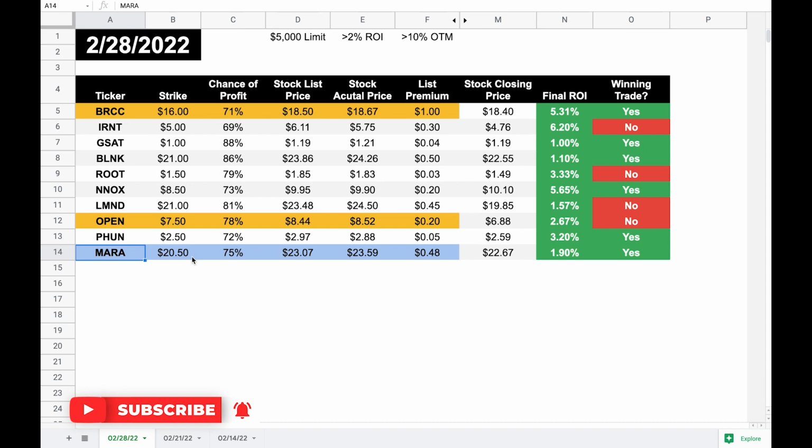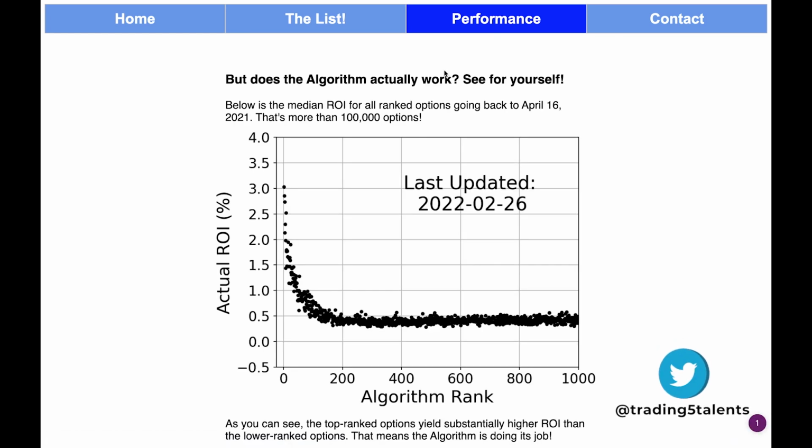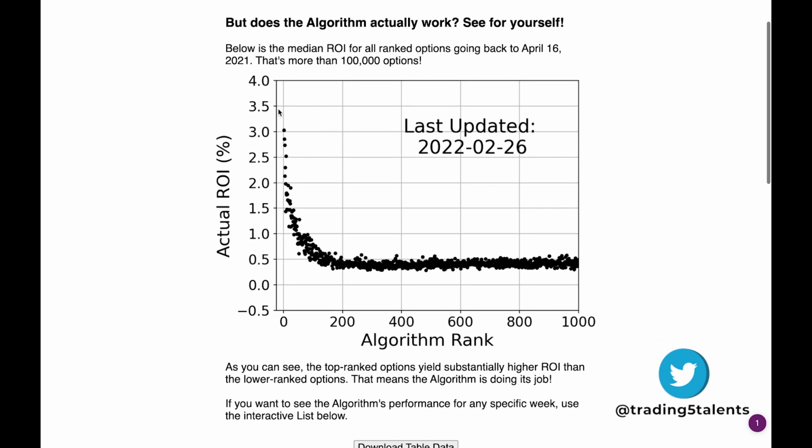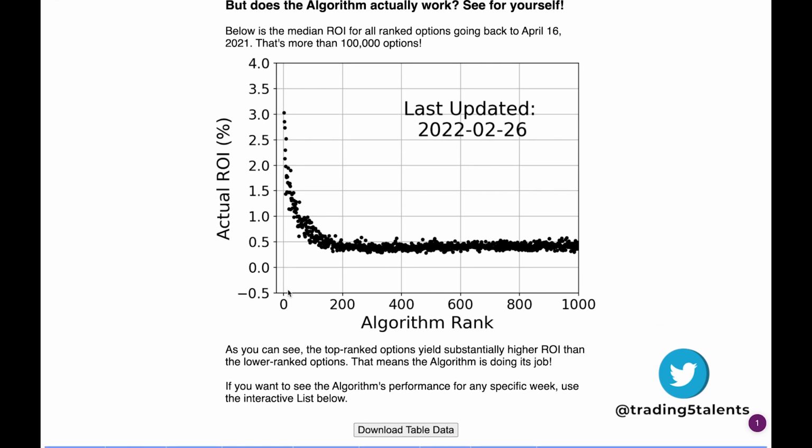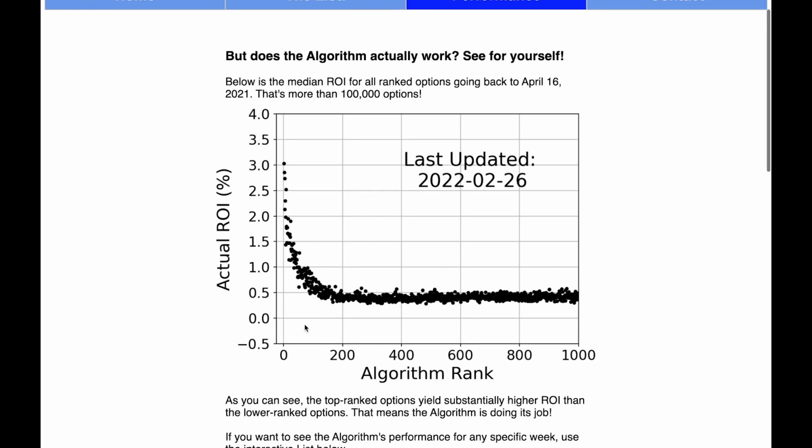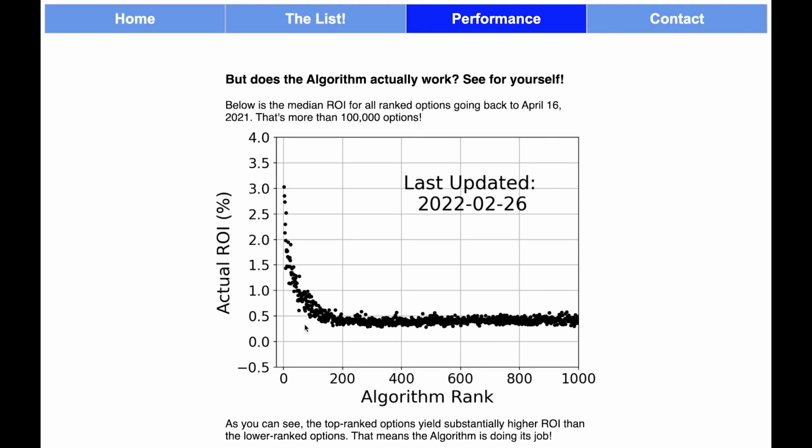So with that said, let me go back over to the site. I want to show you something here. If you click on performance on the website, you see this new graph here. This is kind of neat because all of the stocks that are listed have an algorithm rank. So the top ranked stocks are right here, and the y-axis, the vertical axis, is the actual ROI. So the top ranked stocks are actually better ROI plays, and that's what I'm looking at.